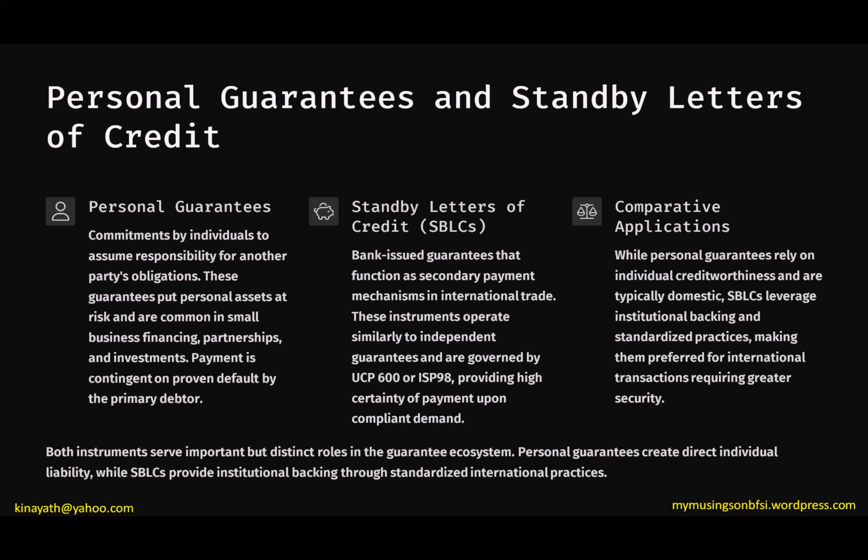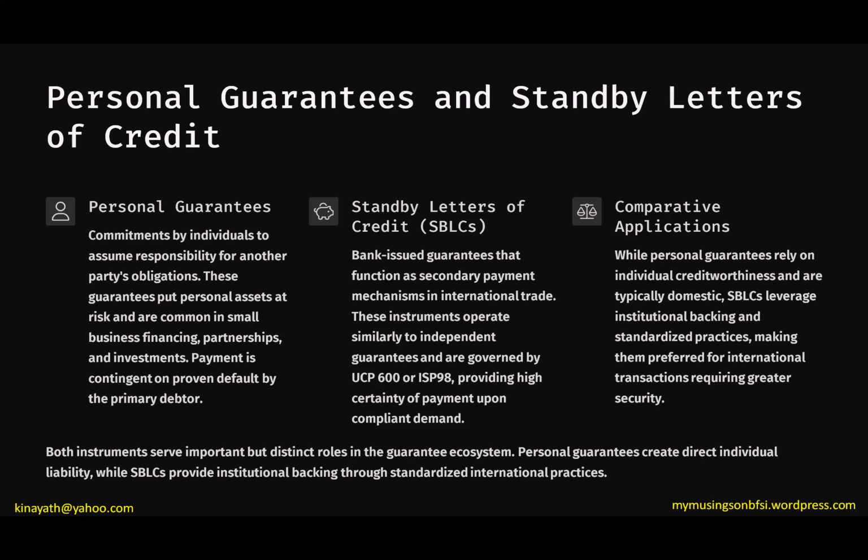So this is an unsecured risk. Guarantor's personal asset may be at risk. And then common uses are for small business loans or partnerships. The condition is that payment is contingent on debtor's default. Payment is contingent on debtor's default in case of a personal guarantee.